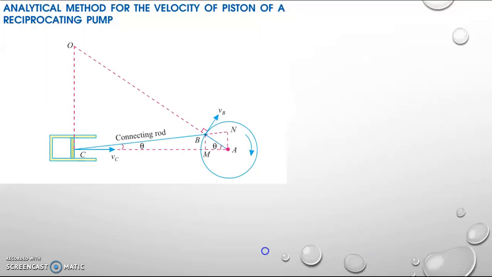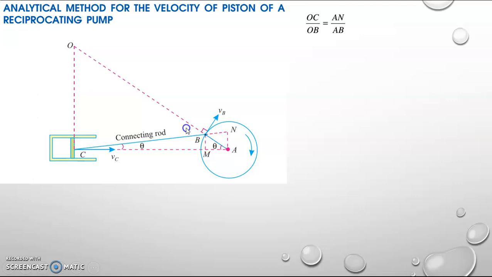And here is the analytical method of finding the velocity of a reciprocating pump. From the figure you will get similar triangles, triangle OCB and triangle ABN. These are similar triangles, and we will get the equation OC divided by OB is equal to AN divided by AB.